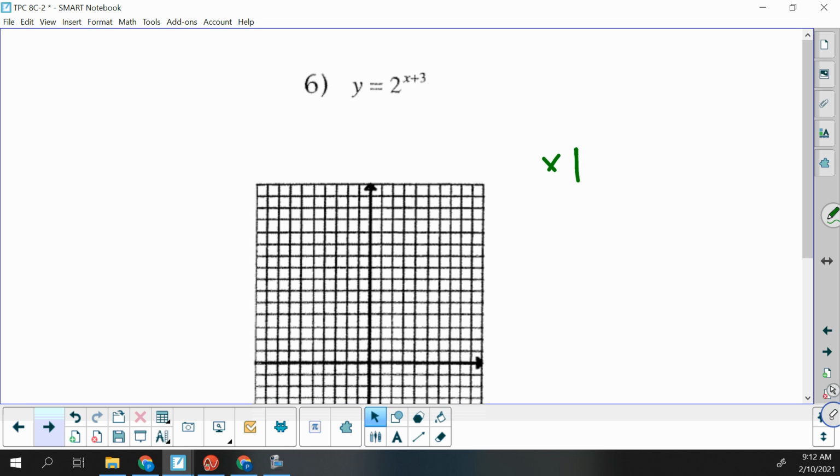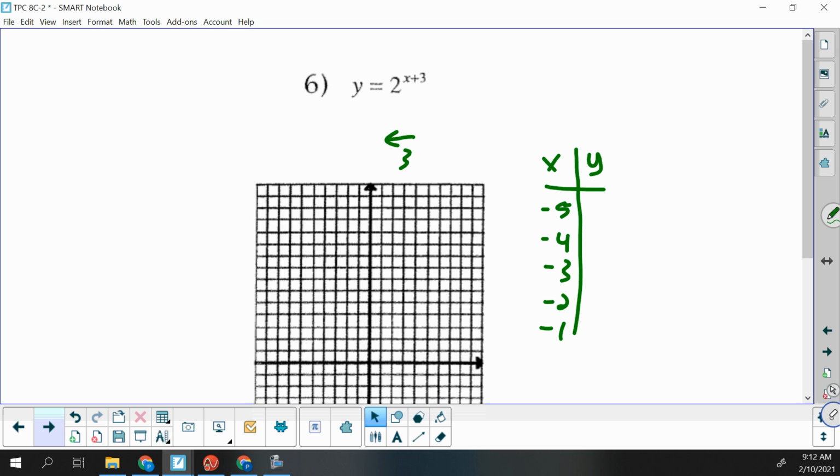This one now we have a shift. A +3 in the exponent is going to shift us left 3. So we would want -3 as our middle value. The 2 bigger than it would be -2 and -1. The 2 smaller than it, -4 and -5.